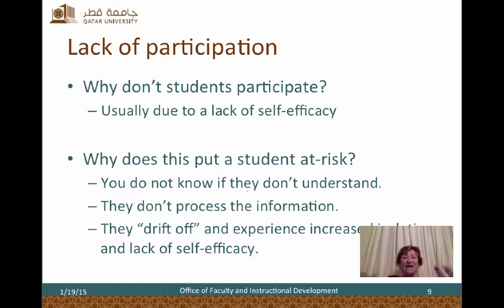So why does a lack of participation cause a student to be at risk? You don't know what they don't understand. And the second one's very important: they're not processing the information. They're hearing you say it, maybe even writing it down, but they're not processing if they're not really interacting with you. So they're less likely to learn it and less likely to remember it. They also drift off and increase their sense of isolation, and are absent in mind, if not in body.